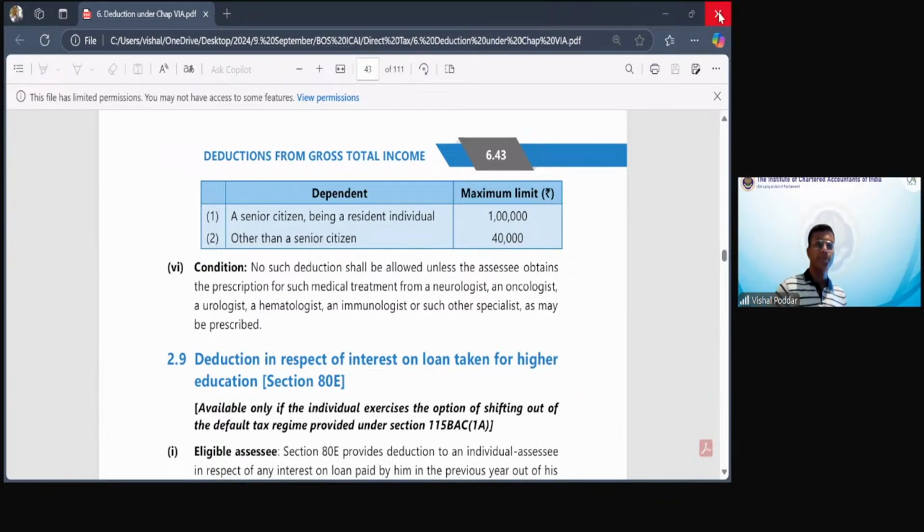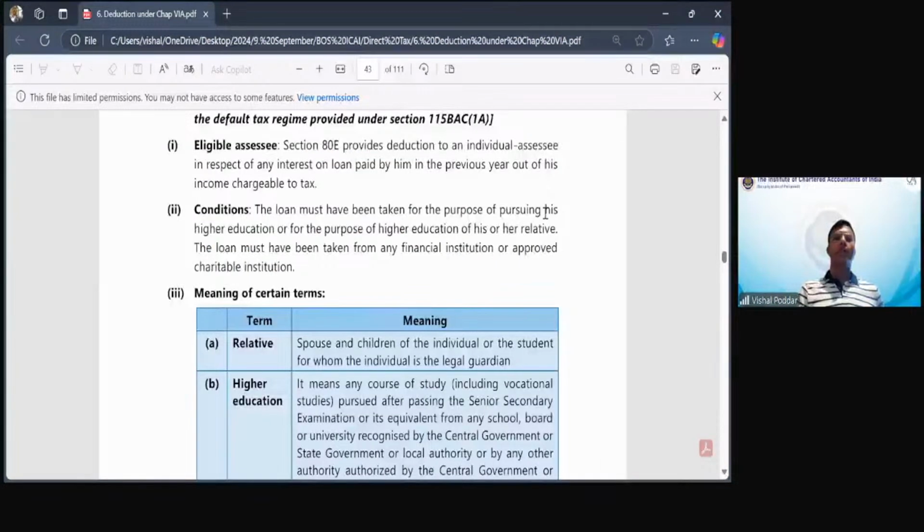Could we proceed? Now, 80E, for loans that have been taken for the purpose of pursuing higher education, his higher education, that is of the individual, or for the purpose of higher education of his or her relative. The loan must have been taken from a financial institution or approved charitable institution. Now, for whose higher education loan will you get deduction? Either your own, or of your spouse, or of your children.